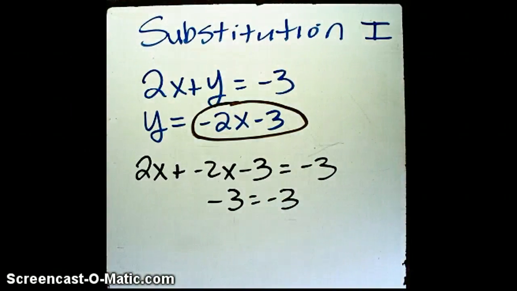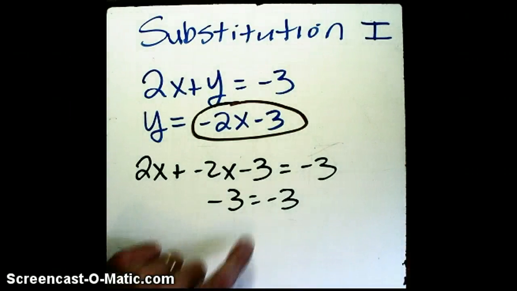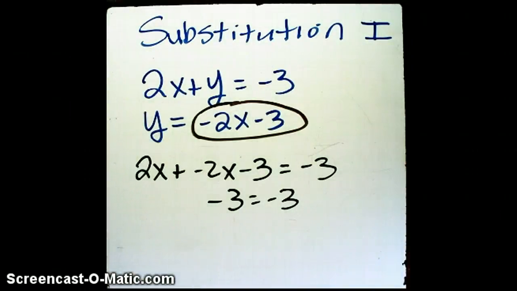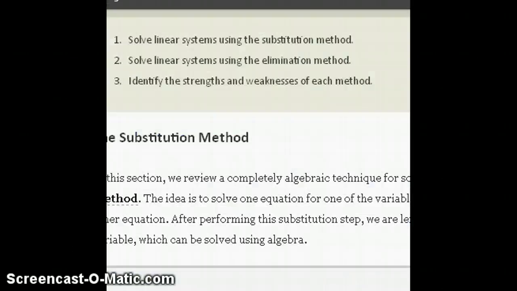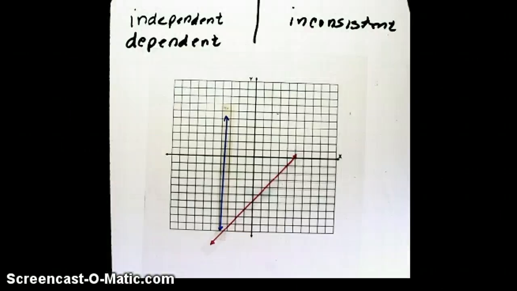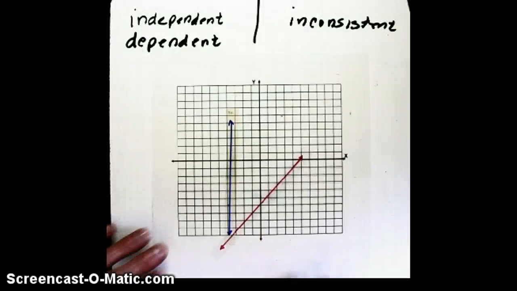Now the question is, what type of solution is this? This is always true, so that's all real numbers, or a dependent solution. Alright, sorry, I messed up right there. I need to talk about consistent and inconsistent.